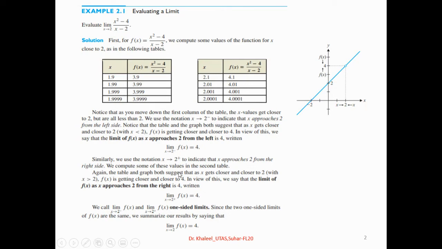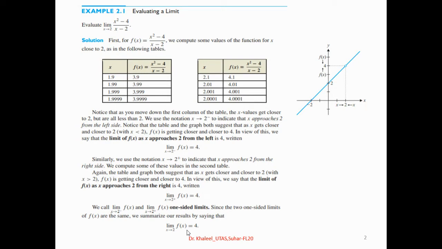So this and this are called one-sided limits. And since the two one-sided limits of f(x) are the same, see, 4 and 4, they are the same. So we say that the limit of f(x) as x tending to 2, without plus or minus, is 4. So this is the limit, this is the right-hand limit, and this is the left-hand limit. This and this are one-sided limits, but this is just the limit.